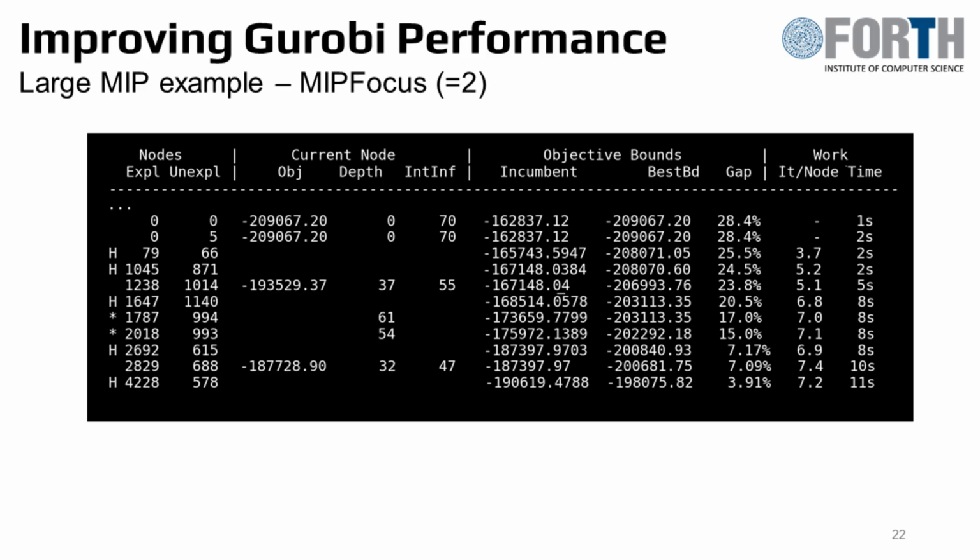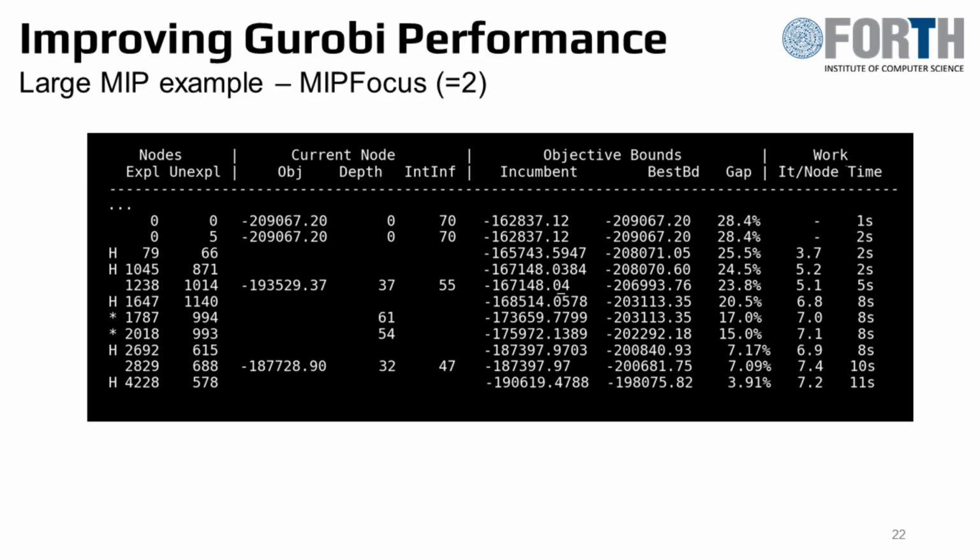There's also a third setting, MIP focus equal to 3. This goes even further in the direction of bound improvement. The solver prioritizes tightening the dual bound over finding or exploiting incumbents. It may spend longer analyzing nodes and generating cuts, especially when the objective bound moves slowly. On easy problems, emphasizing proof of optimality can introduce unnecessary overhead. The additional cutting and root analysis may not significantly reduce the tree because the tree is already small. In such cases, MIP focus equal to 1 or even the default may be more efficient.